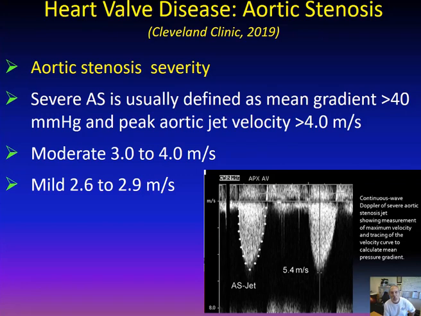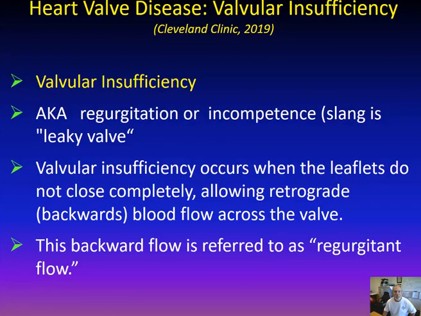Now, with severity, we spoke about that. It's usually defined as a mean gradient greater than 40 millimeters of mercury and a peak jet velocity greater than 4. You can see mild, moderate, depending on what you look at. And here you can actually see this is from a Doppler study, and you can look at how you measure that. And the new machines that are out are quite simple. They just basically trace the outline, and it gives them all the measurements.